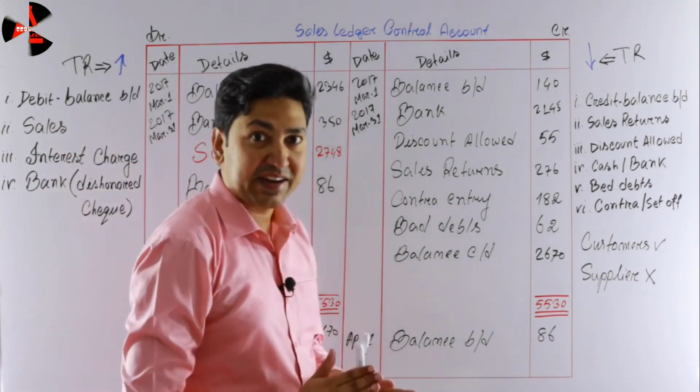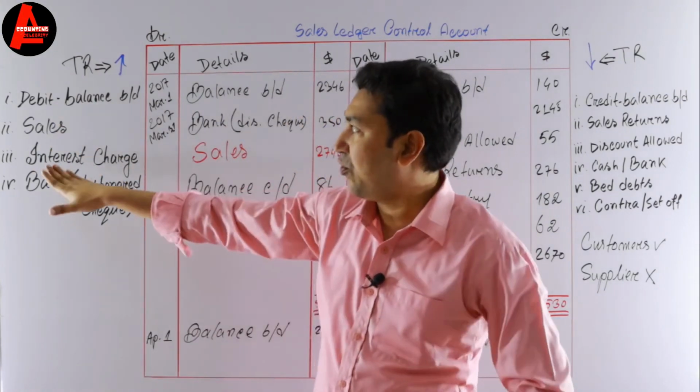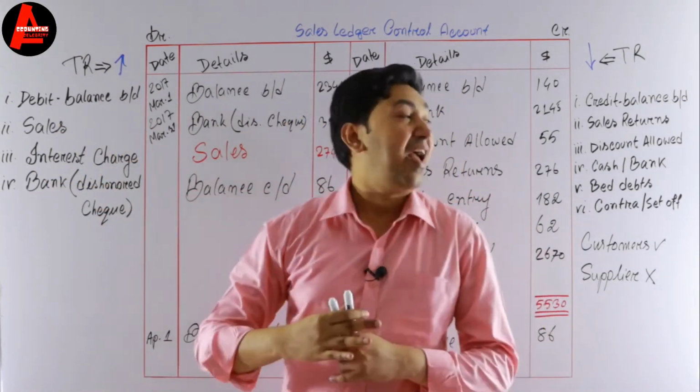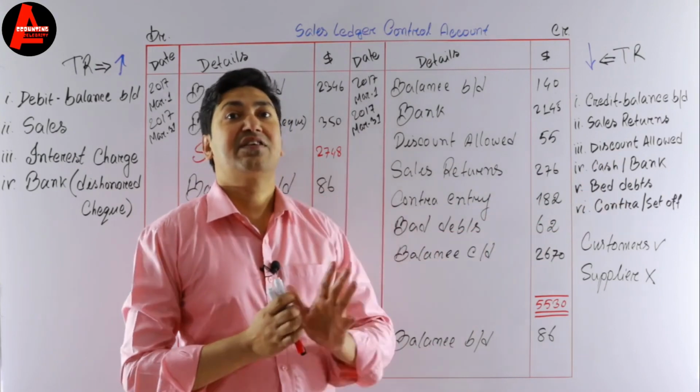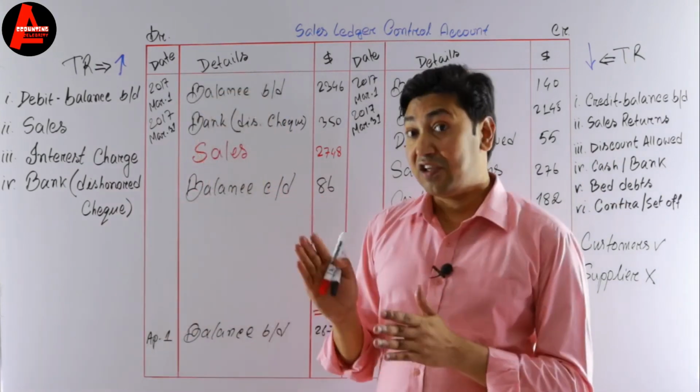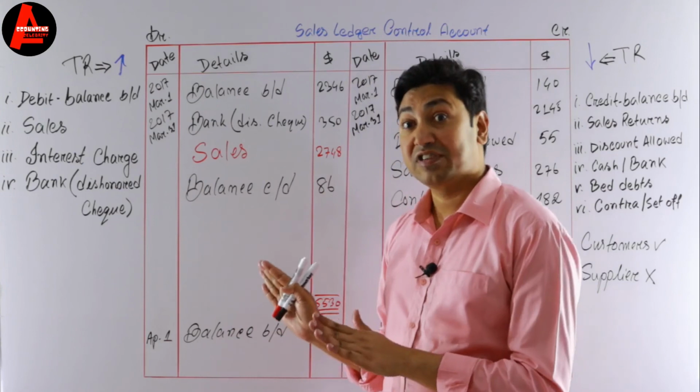So remember the technique. What technique? These 4 items will come in the debit side and these 6 items will come in the credit side. So I hope you understood. This is all about our today's lesson.